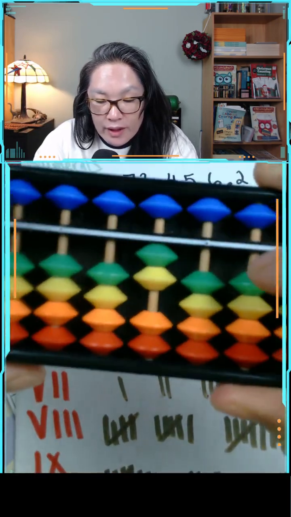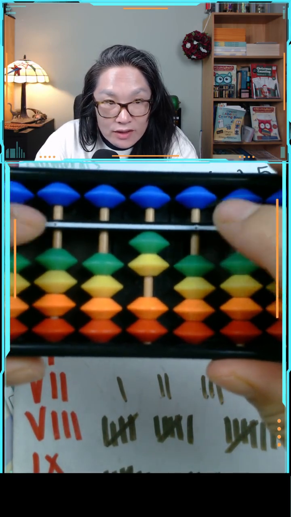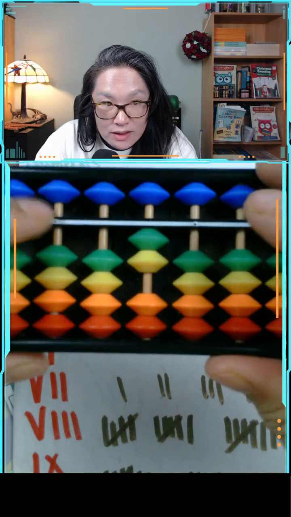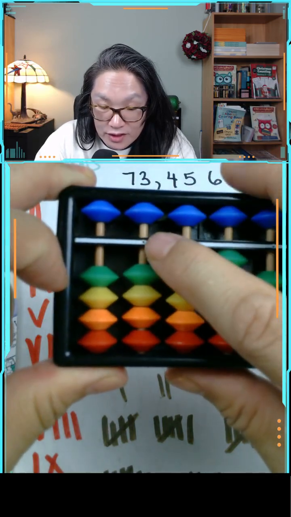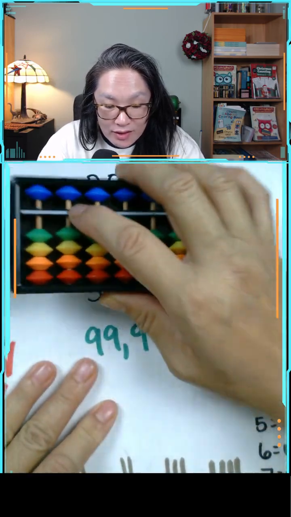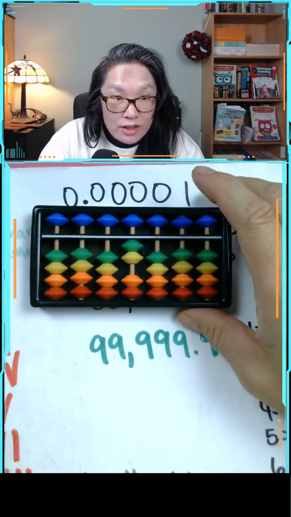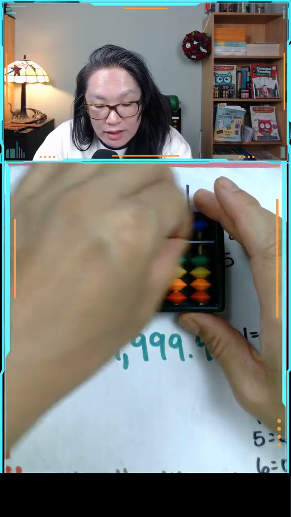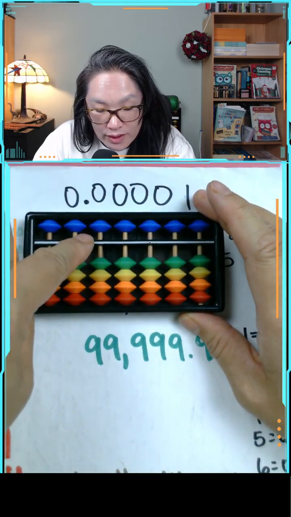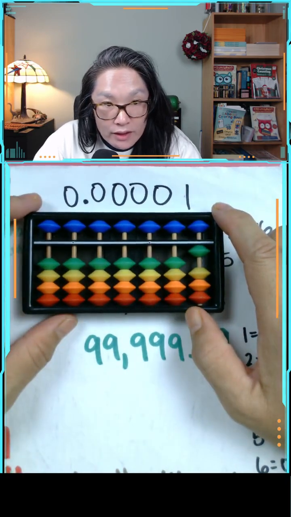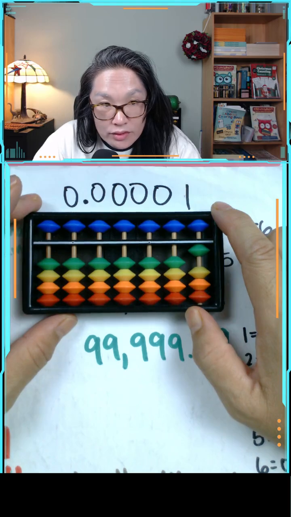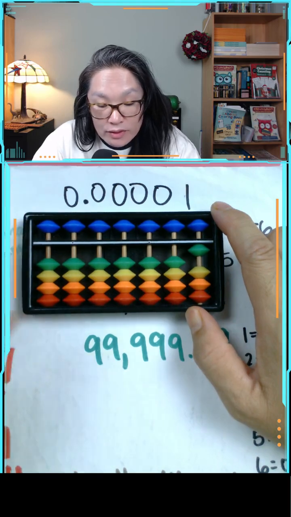So guess what? Because I have these dots right here, these are my labels. If this is my ones, this is my thousands. However, if I choose this one to be my ones place, I can actually make it a really, really small decimal. So we can actually do 0.00001. It's a really, really small answer.